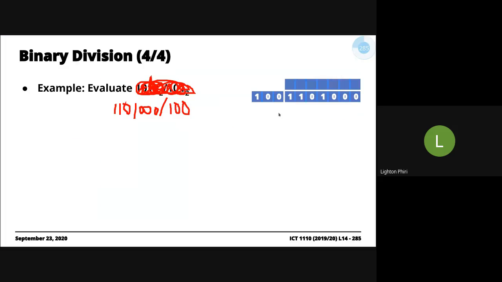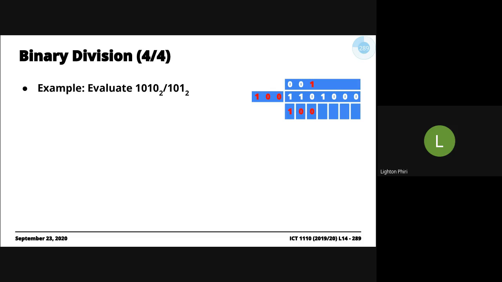So same process. We first of all start by checking. 100 into 1 is 0, obviously, right? Because this is much, much smaller. 100 into 11 is still going to be 0, because 11 is smaller than 100. 100 into 110 obviously is going to be 1 time because this number here is smaller than this number, right? And then we multiply 1 times 100, we get 100. We then subtract 100 from 110.